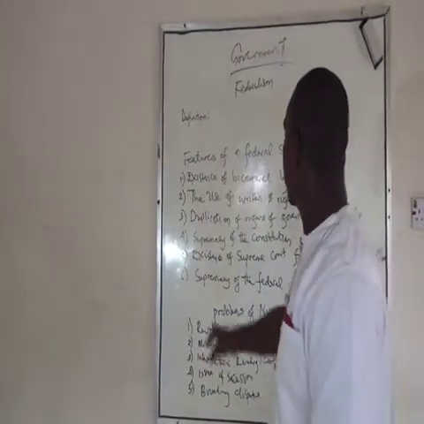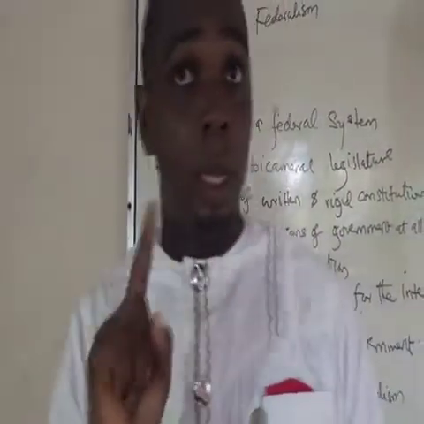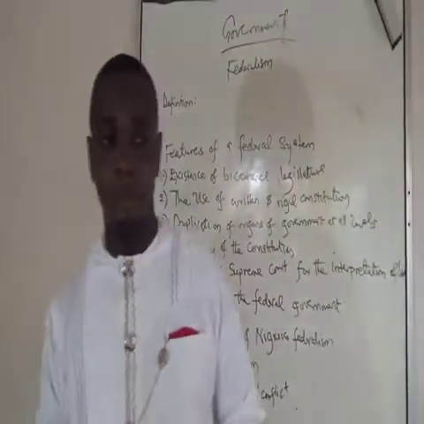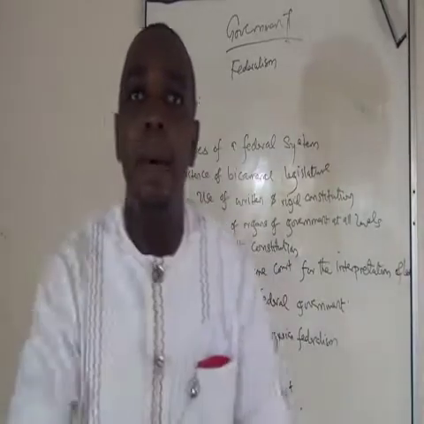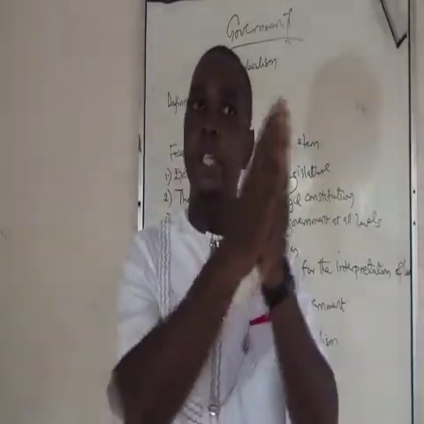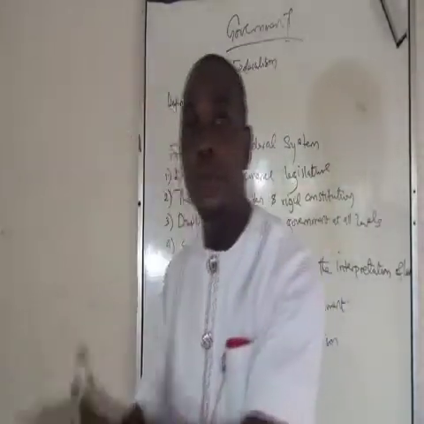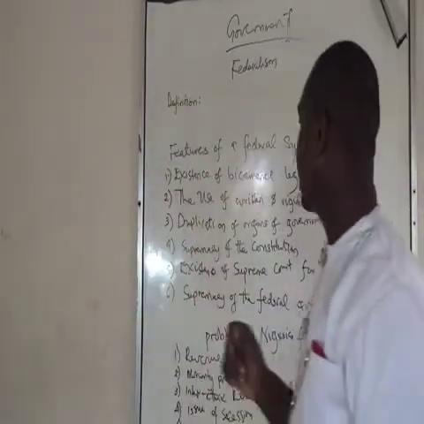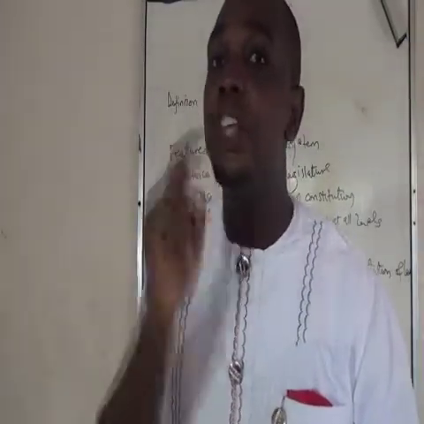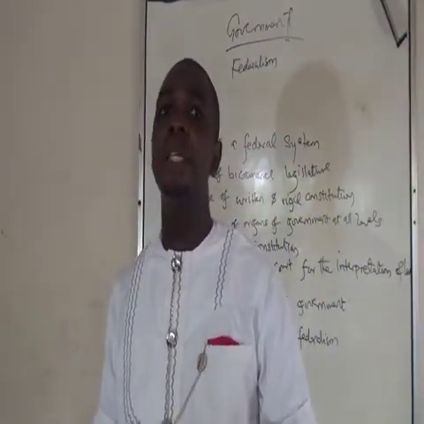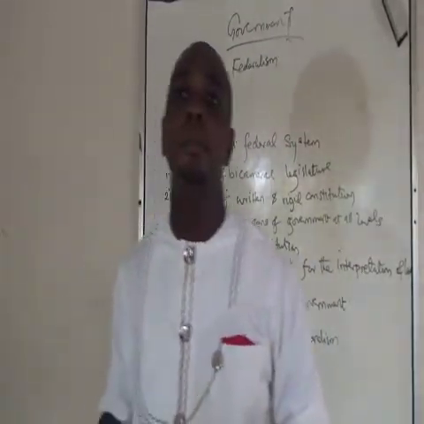Now we're going to be looking at the supremacy of the federal government. According to our definition, we said that a federal system is a system whereby governmental powers are shared between the federal government or the central government and regional and component units. Now, the mere fact that the federal government or the central government is sharing powers does not necessarily give it the same constitutional powers as these component units. I'll give you an example.